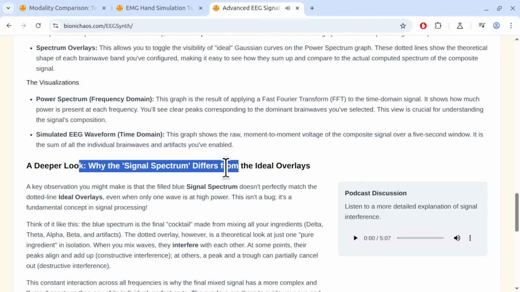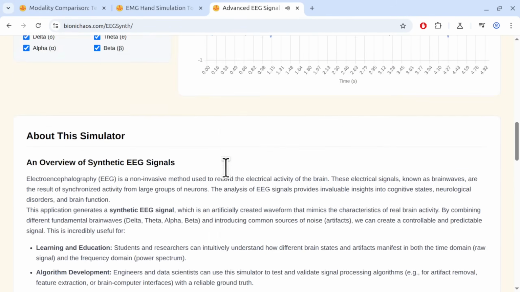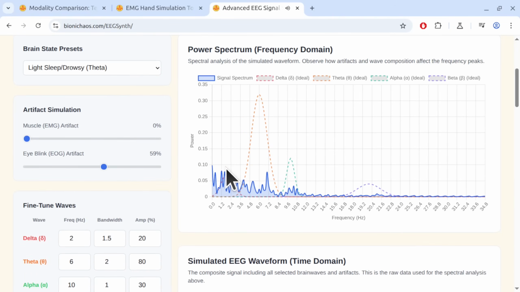It comes down to interference. The source uses a great analogy. Think of that final blue spectrum, the one computed from the waveform, as a cocktail. A cocktail. It's made by mixing all your ingredients, delta, theta, alpha, beta, plus any EMG or EOG noise you added. Those dotted overlays, though, they're like looking at one pure ingredient in isolation before it got mixed into the drink. Okay, I like that. The cocktail analogy works. Things blend. They don't just sit there separately. Precisely. When you add waves together in the time domain to create that single up and down waveform trace, they interfere with each other constantly. At some points in time, the peaks of different waves might line up. They add together, making a bigger peak.